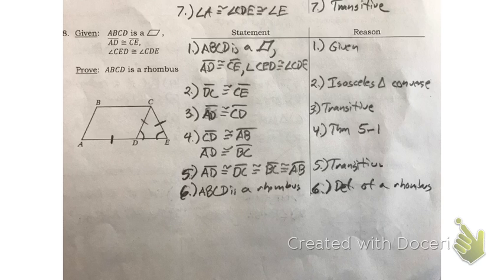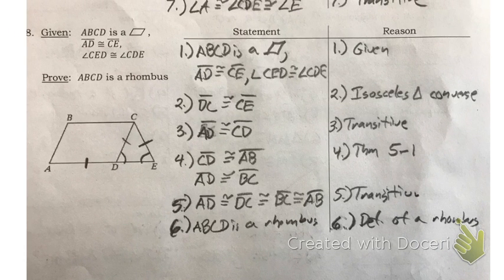All right, so number 8 gives us a whole bunch of information, right? It gives us that ABCD is a parallelogram. It gives us that AD is congruent to CE. So maybe I'll write that down. It says AD is congruent to CE. And it gives us that CED, which is right here, is congruent to CDE. See these? I'm going to immediately probably just say that that's congruent, whether I need to or not. I'm going to at least think that.